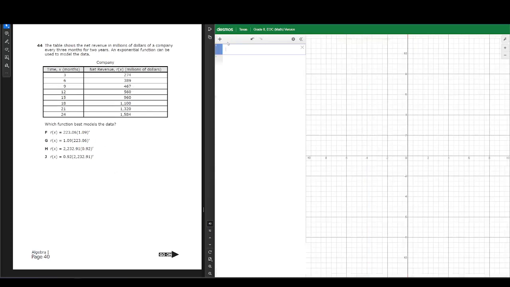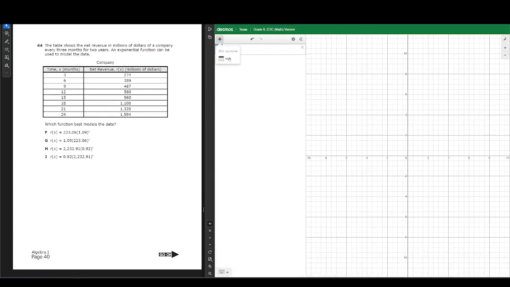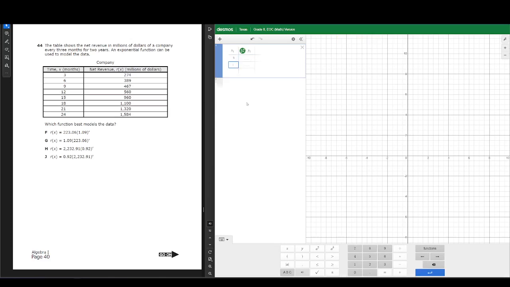Number 44, the table shows revenue. Exponential function can be used to model it. Which one fits best? So that should be a clue that we're doing a regression problem. And if we're not, it doesn't really matter. It'll just be an r value of 1, r squared value of 1 if it's a perfect fit. So there's no harm in doing this as a regression, even if it's not necessary.